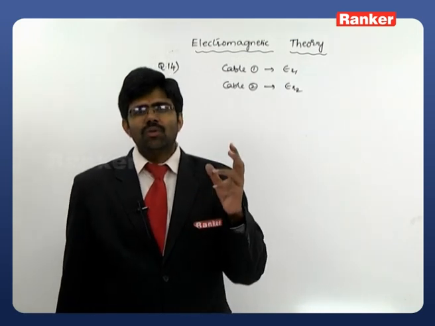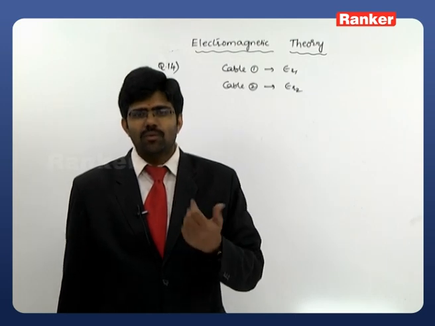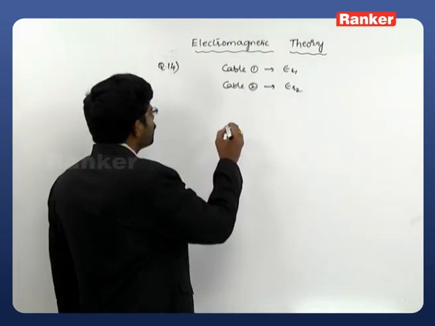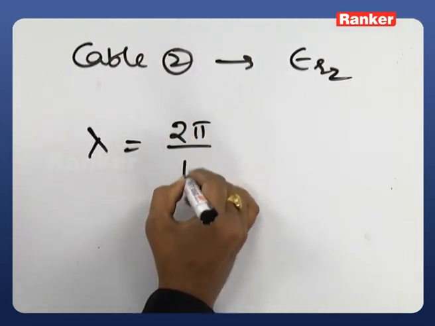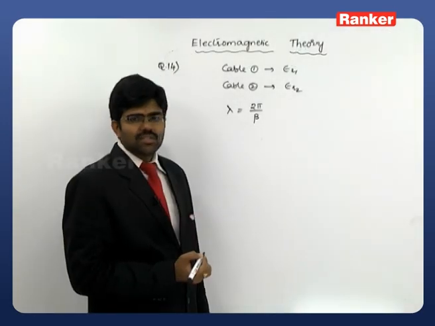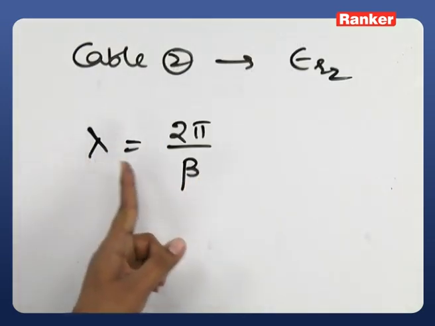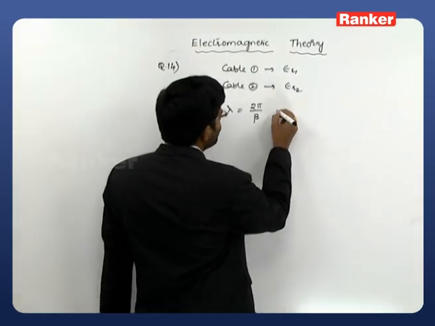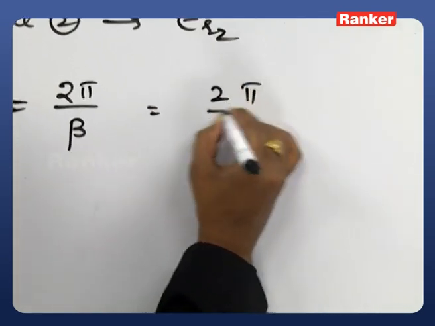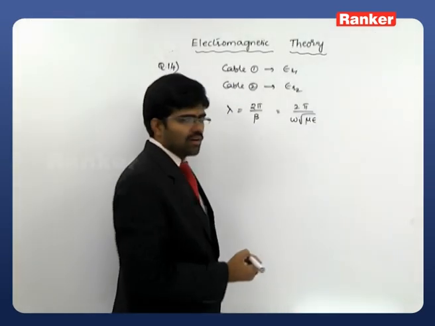So what we have to do is to calculate this one. We require the basic equation of wavelength. What is the basic equation of wavelength? Lambda is equal to the ratio of 2 pi by beta. It is 2 pi by beta always that gives us lambda, right? So what is the equation of beta? From our wave propagation, beta can be written directly as omega under root mu epsilon.